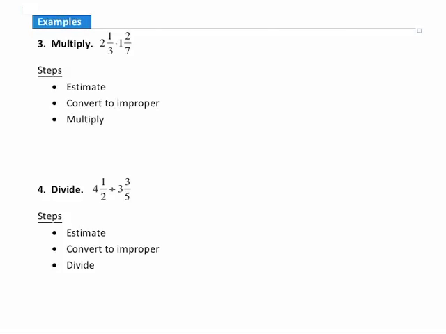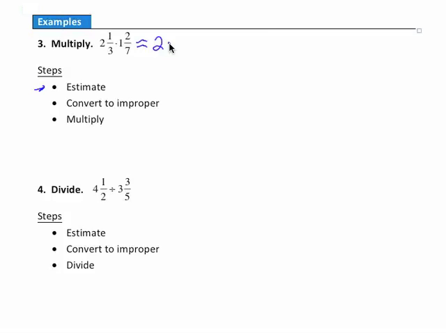Now let's take a look at some examples that will help us multiply and divide mixed numbers. Taking a look at our steps, first thing we want to do is get an estimate. So we're going to come up here and round each of these mixed numbers to a whole number. 2 and 1/3. Well, half of 3 is 1.5, which means 1/3 is smaller than halfway. So when I round 2 and 1/3 to a whole number, it's going to round to 2.